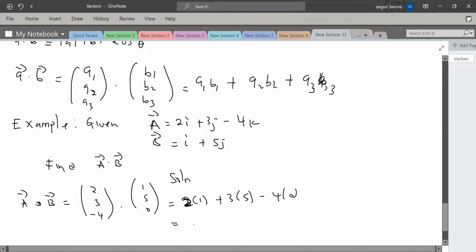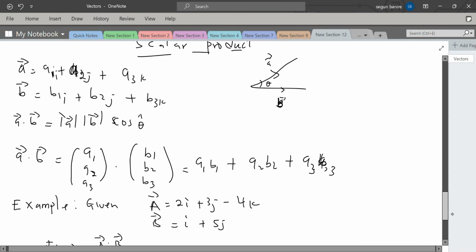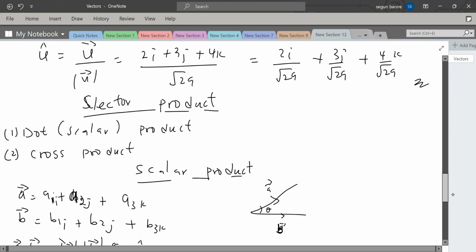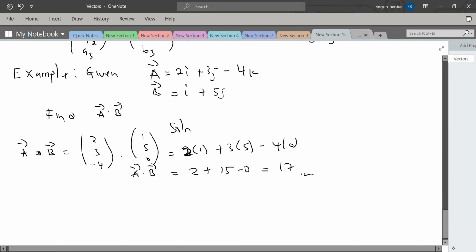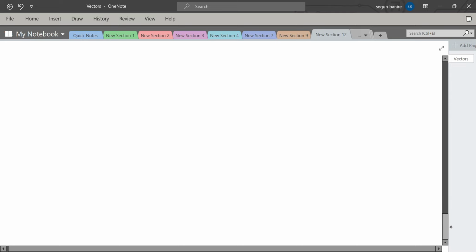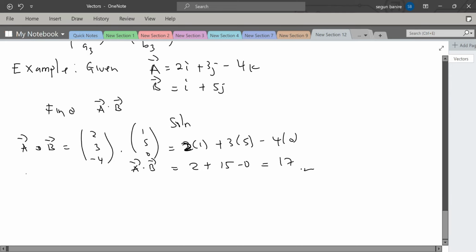2 times 1 is 2, 3 times 5 is 15, minus 0, so you just get 17. So A dot B is equal to 17. So this is the dot product. Alright, so now you've seen an example to illustrate how dot product works, but let's go back to the formula, because there are some questions you could be asked using that formula.